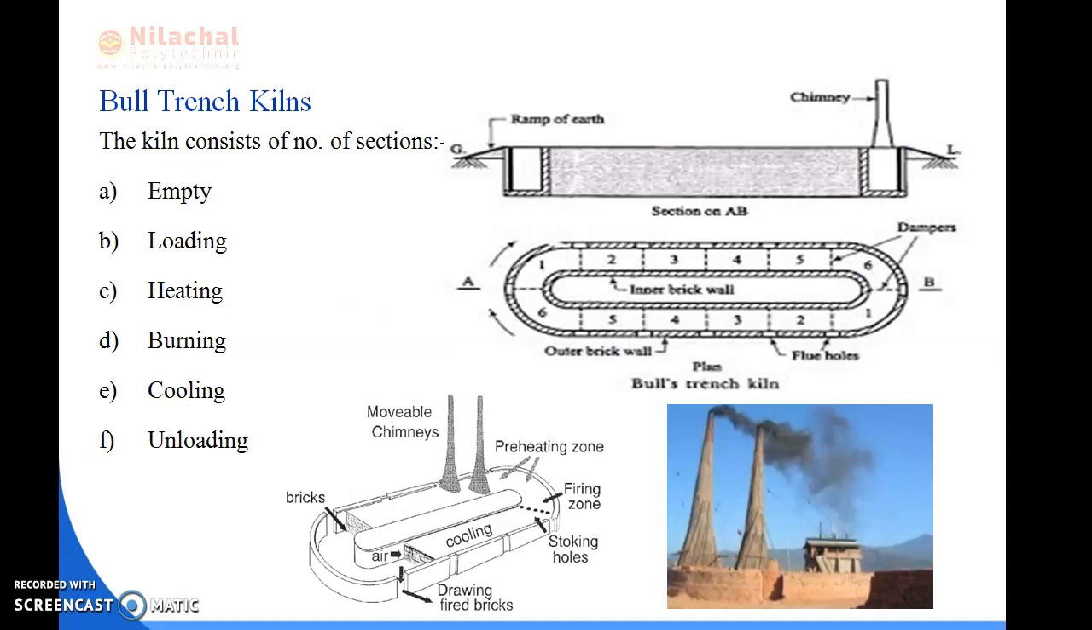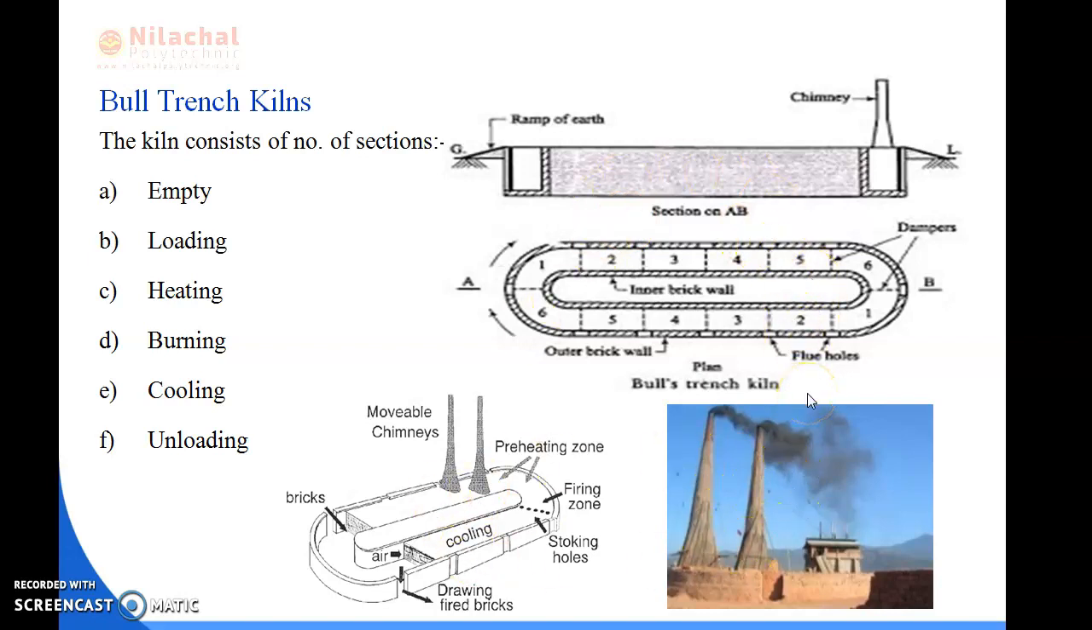In bull trench kiln, we will be reading about the number of sections, and there are 6 sections. First is empty, loading, heating, burning, cooling and unloading. Here you can see the diagram and the section of the bull trench kiln. I have shown you the diagrams here.